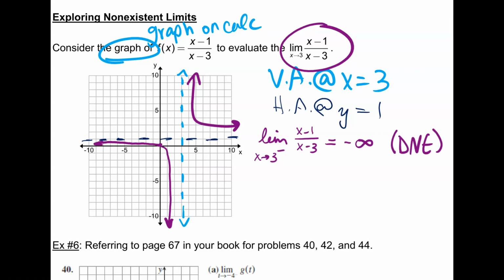Cool. Can we just write does not exist? I want you to say negative infinity, DNE. On the notes, it doesn't have the negative on for you. Yes, true. So we're doing both parts.